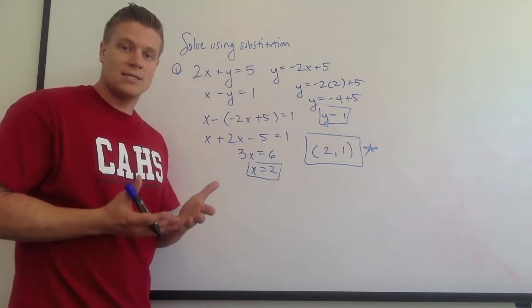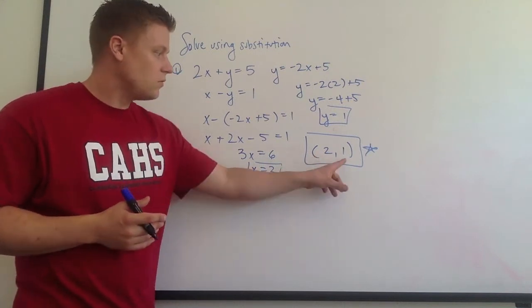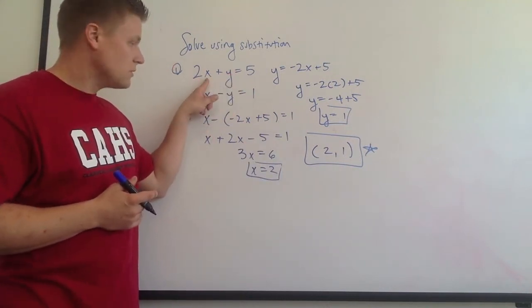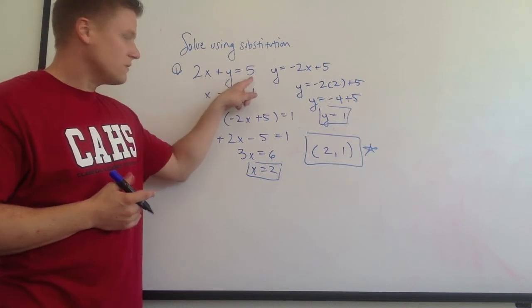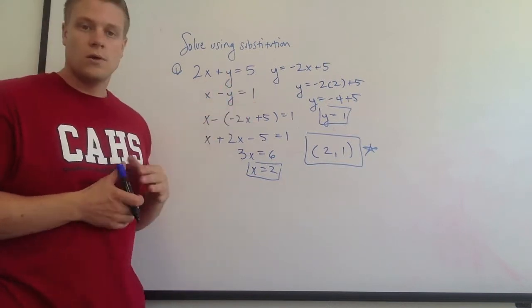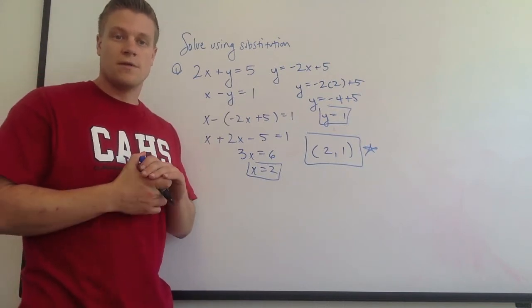Again, to check to see, is this a solution, we can plug (2, 1) into both of these equations. If I plug it into the first one, 2 times 2 is 4, plus 1 equals 5. That one works. 2 minus 1 equals 1. So (2, 1) is a solution for this system.